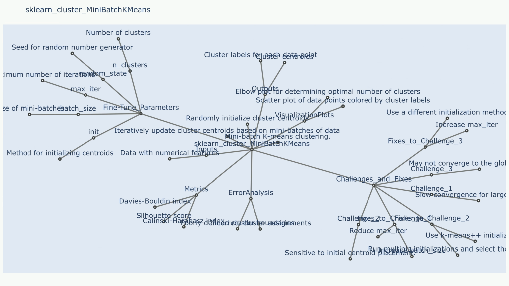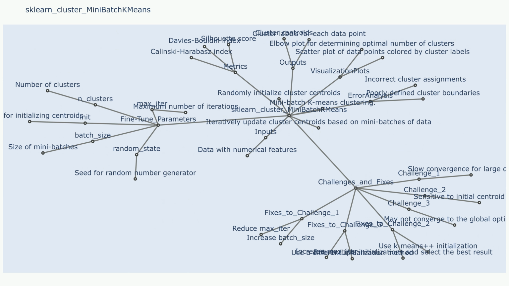Instead of using the entire dataset, MiniBatchKMeans uses subsets of the data, mini batches, for each iteration. Inputs: X. This is the input data, represented as a 2D array of shape n_samples, n_features, where each row is a data point and each column is a feature.